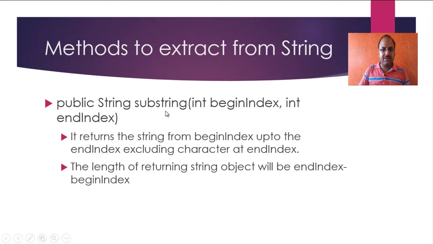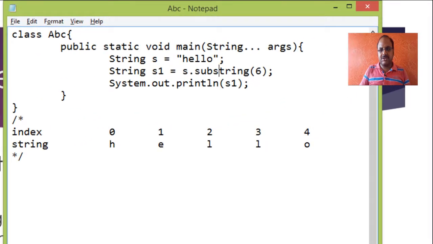Okay, next I have the same method with a different flavor. It has two integer parameters. The first one is the begin index and the other one is the end index. So how does this work? Let us see. Suppose I pass two integers, 1 and 2. So what will happen? 1 is the beginning index and 2 is the end index. It looks like it will return el, but actually this flavor of the substring method returns the string up to the end index, excluding the end index. So it will return only e. Let us check it.